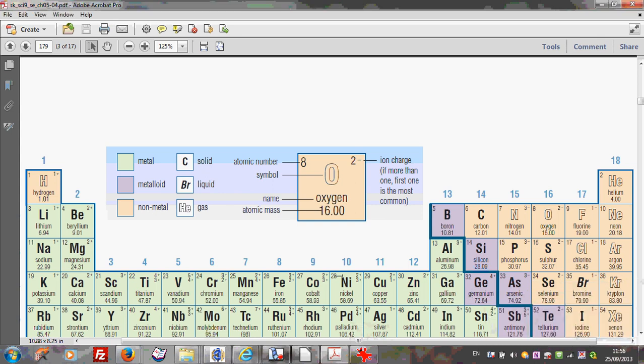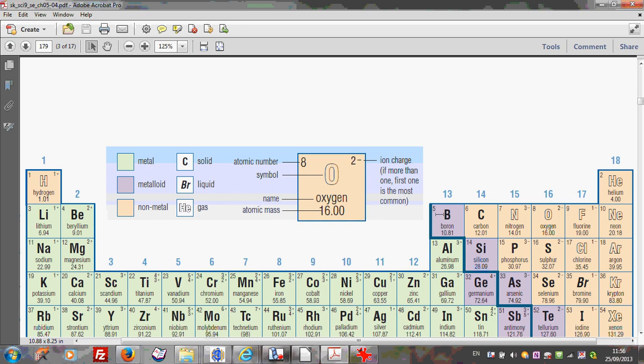Let's draw the Bohr diagram for aluminum. Aluminum is number 13 in the periodic table. That is an atomic number. Now what that means is it has 13 protons in the nucleus, and that's what makes aluminum aluminum.